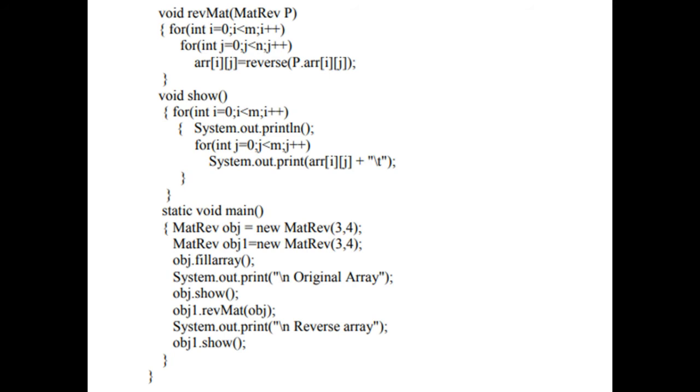Then we'll go for the void main. Since we have used static, we have to write static over here. Create the objects: two objects I have created, obj and obj1, one for the real one, another one for the reverse one. And for both I'm passing 3 and 4, that means row 3 and column 4, fixing it. So obj dot fill array is called, then we are printing the original one. And again obj1 dot reverse array, where obj is passed, and we are displaying the reverse one. That means both will be displayed, original as well as the reverse.